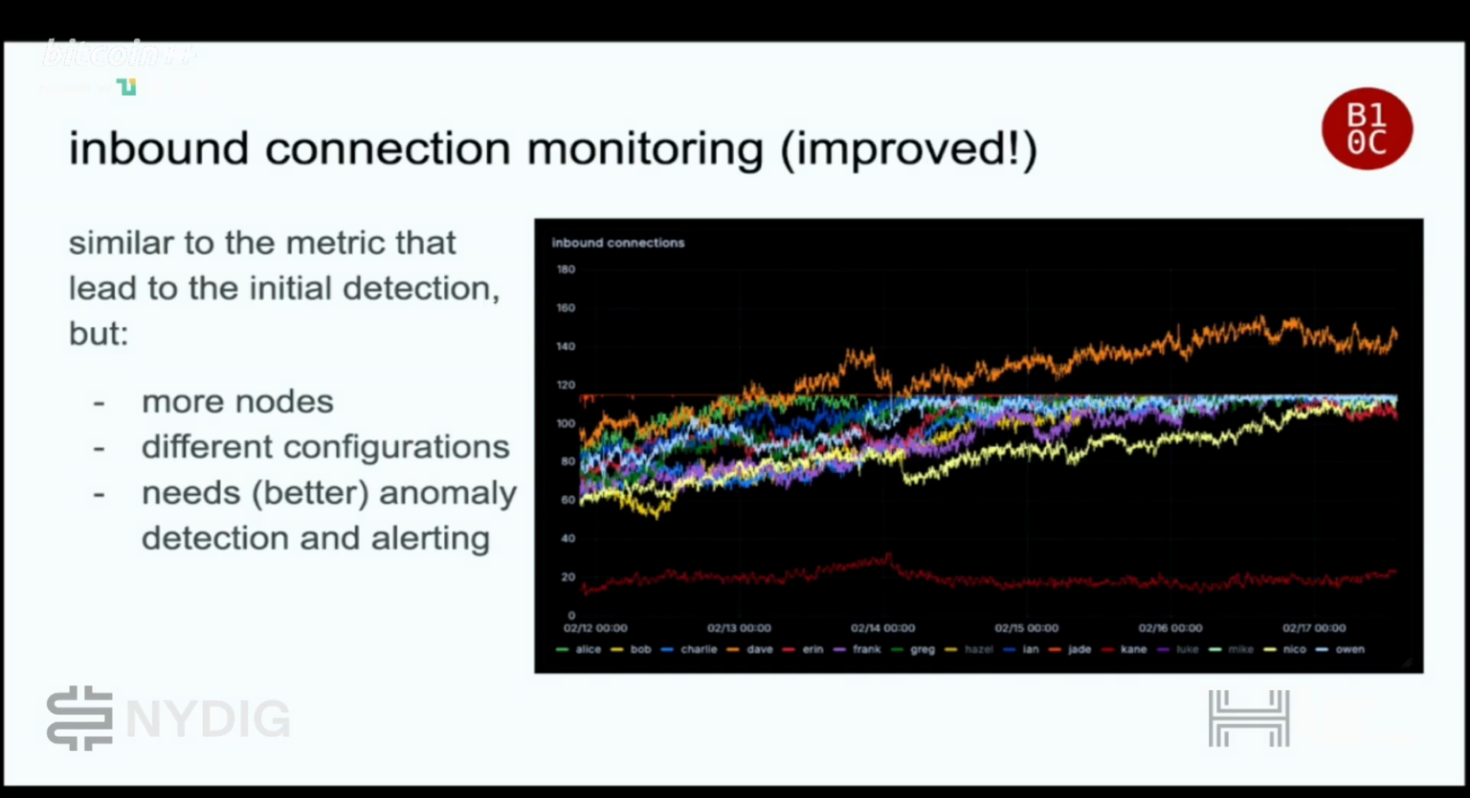But I still think this needs more and better anomaly detection and alerting to be able to detect this, even if I'm not staring at the dashboard all day, because I'm standing here giving a talk.